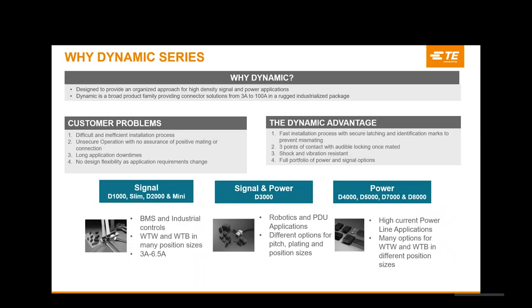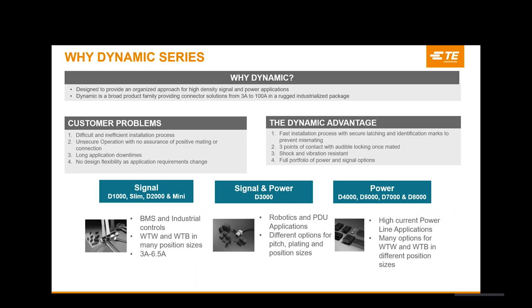Dynamic is a broad product family that provides connector solutions offering signal and power connectivity in a rugged industrialized package. Dynamic Series is an extensive portfolio offering design flexibility with a complete range of signal and power connections from 3 amps to 100 amps for wire, wire to board, and wire to panel applications. Dynamic has a platform design allowing for use in low signal to high power in multiple position sizes depending on the series. The Dynamic family of connectors provides benefits for common customer problems.